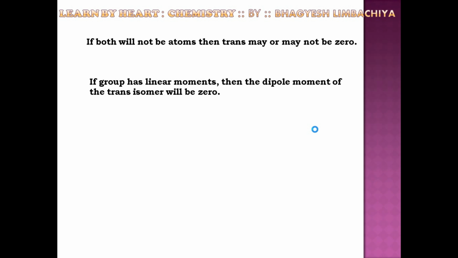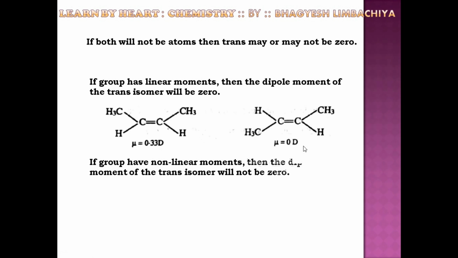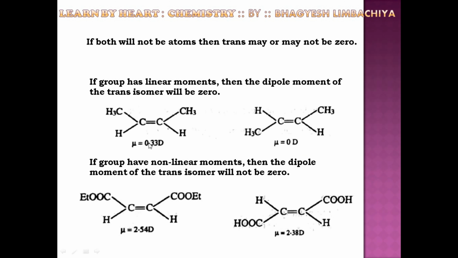If the group has linear moments, then the dipole moment will be 0. See, CH3: cis, then mu value is 0.33 D, but trans, then it is 0. If groups have non-linear moments, non-linear means here COO and C2H5, this is non-linear. That's why mu has a greater than 0 value. But trans form also has a greater than 0 value.